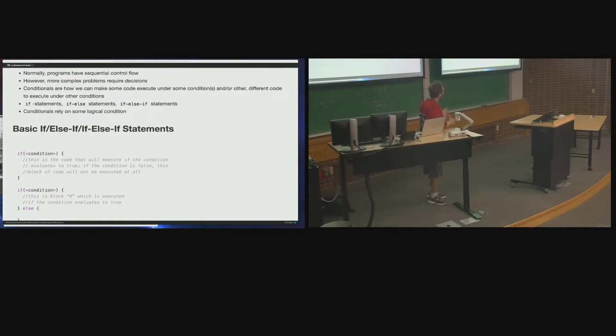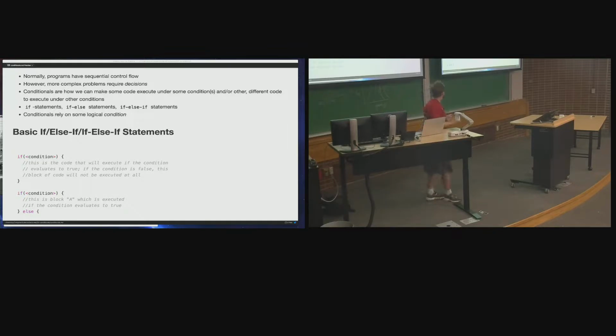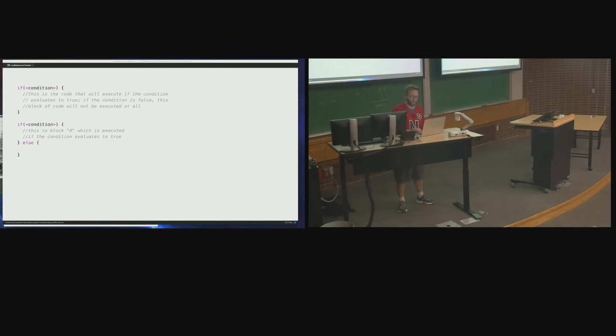Then you can put an else statement. I'm using the keyword else here, and then another opening and closing curly bracket. Let me give myself some more room. There we go. And now this is going to be code block B. This is code block B, which is executed if the condition evaluates to false. So here you can provide an alternative.